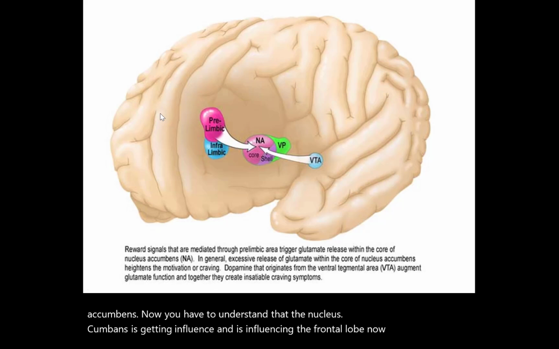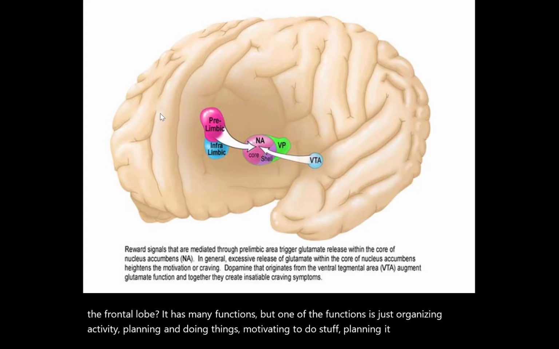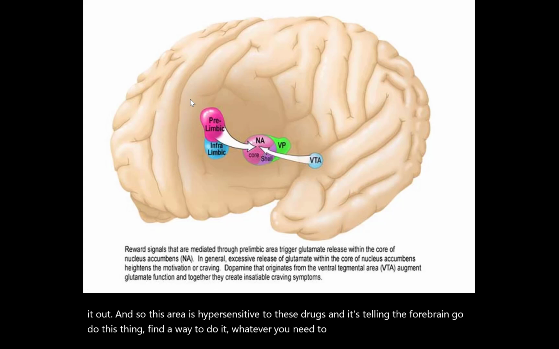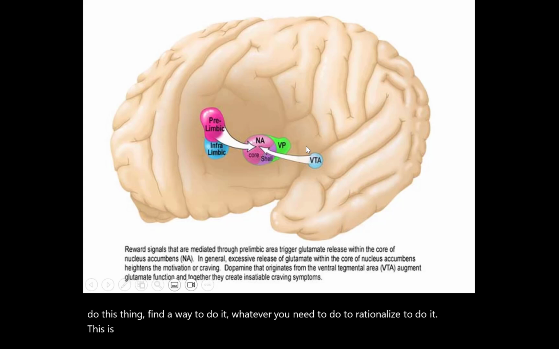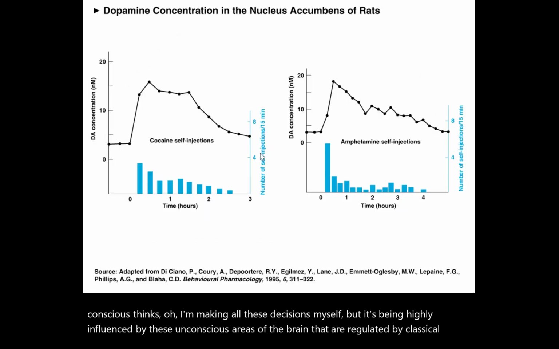Now what's the job of the frontal lobe? It has many functions. But one of the functions is just organizing activity, planning and doing things, motivating to do stuff, planning it out, rationalizing it out. And so this area is hypersensitive to these drugs, and it's telling the forebrain, go do this thing. Find a way to do it, whatever you need to do to rationalize to do it. We keep talking about the unconscious influencing the conscious. And the conscious thinks, oh, I'm making all these decisions myself, but it's being highly influenced by these unconscious areas of the brain that are regulated by classical conditioning and instrumental conditioning.